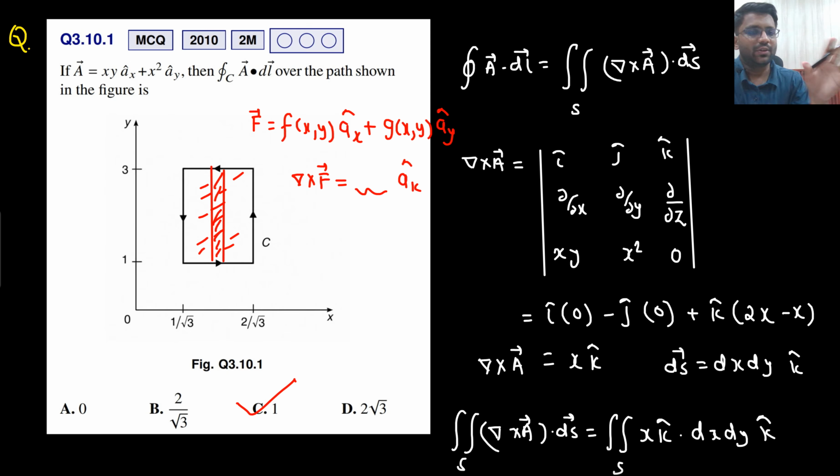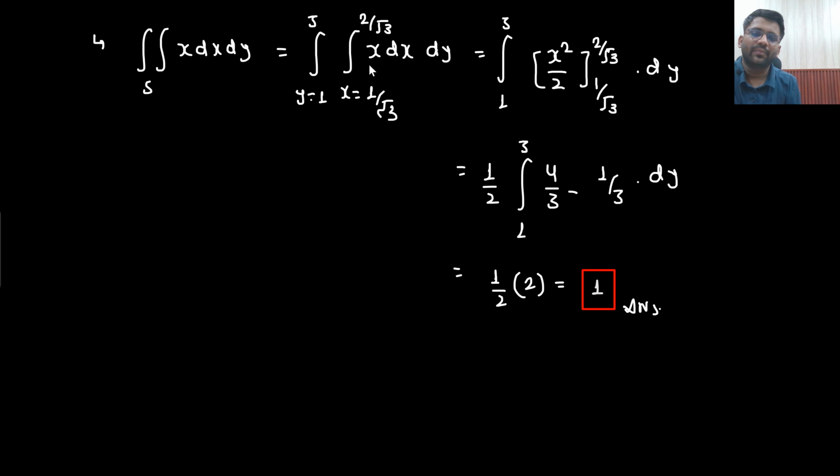A dot dl, del cross A dot ds. Simply calculate the del cross A. Sir, very simple. From here I can see that it is coming out to be 2x minus x, x k cap. Ds I already know, sir: dx dy k cap. So from there, x dx dy I am supposed to calculate with x going from 1 by under root 3 to 2 by under root 3. This simple integration I can do, x square by 2, 4 by 3 minus 1 by 3. Answer will be 1 only, dy. So dy going from 1 to 3, the answer will be simply 1.